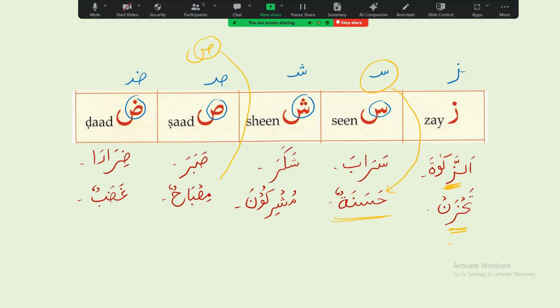Let's see how Sad will come in the middle of the word. We have an example here of misbahun. Okay, so I hope these examples are not boring for you.